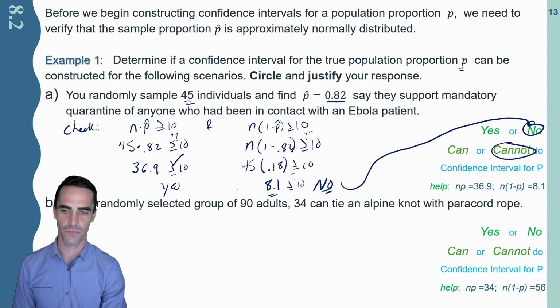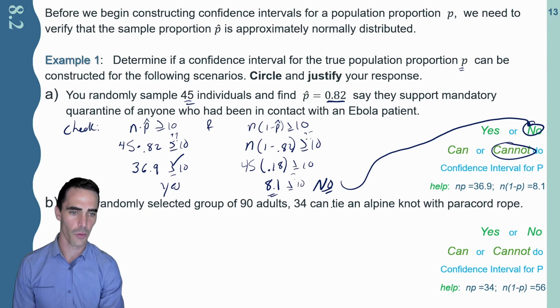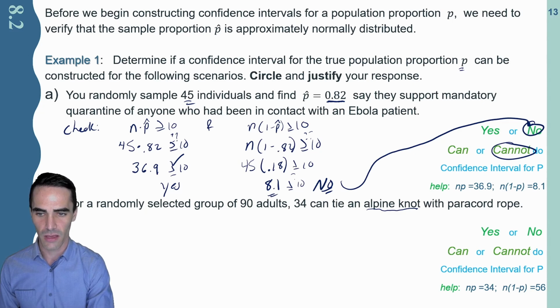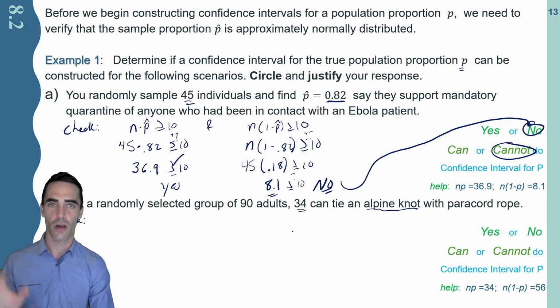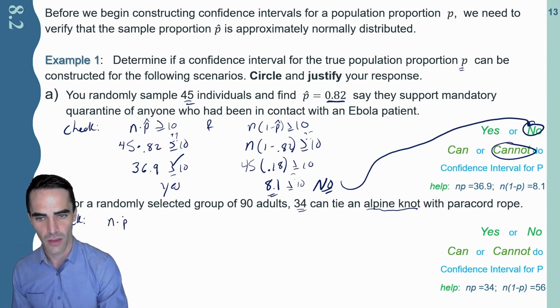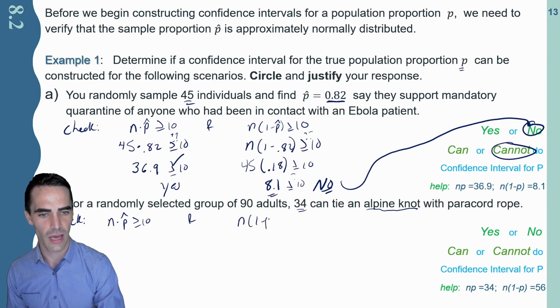Let's look at the next one. For a randomly selected group of 90 adults, 34 can tie an alpine knot with paracord rope. Let's look and see, check. Can I somehow apply this anecdotal case, this proportion, onto a larger group? Again, the classic check is n times p hat greater than or equal to 10 and n times 1 minus p hat greater than or equal to 10.